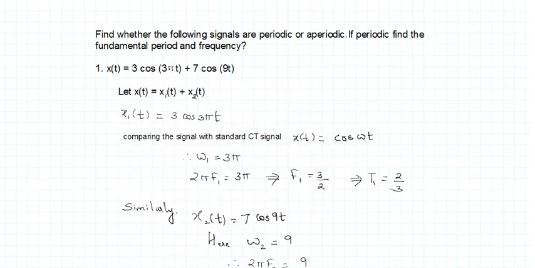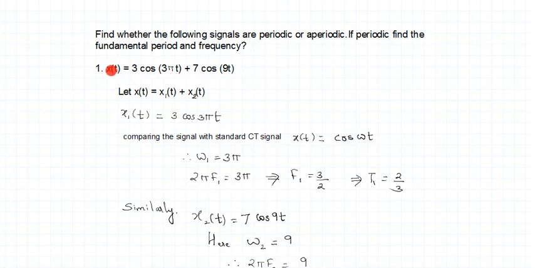The question is, find whether the following signals are periodic or aperiodic. If periodic, you are expected to find the fundamental period and fundamental frequency of the given signal. The first numerical asked is x(t) equals 3 cos 3 pi t plus 7 cos 9t. What do I observe here? The given signal x(t) is the sum of two signals, x1(t) and x2(t). So I have two periodic signals here.